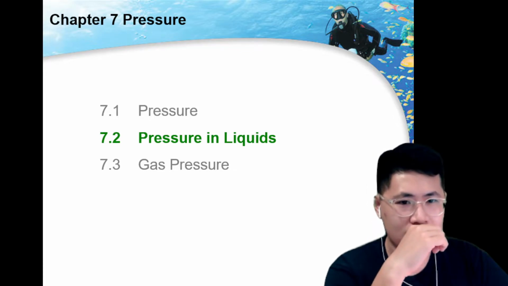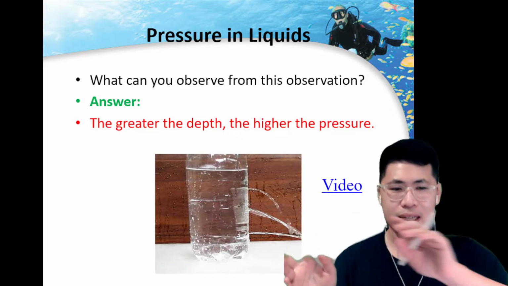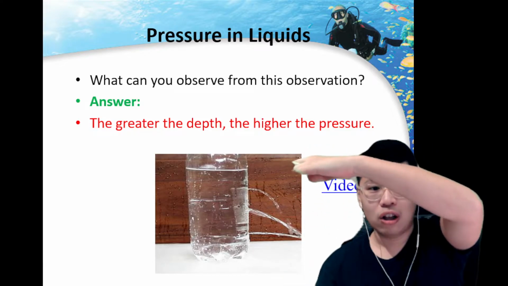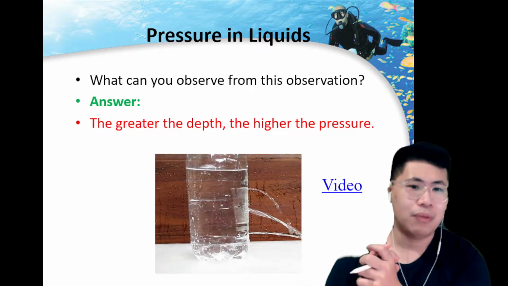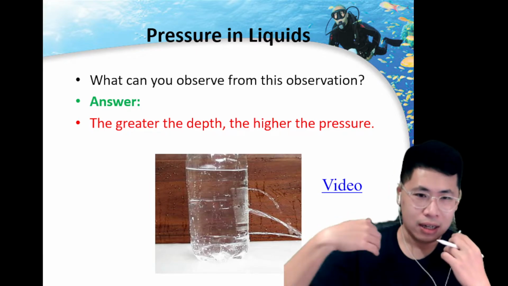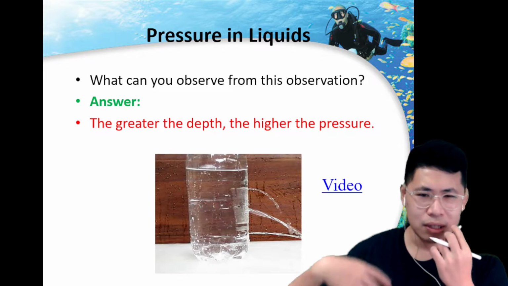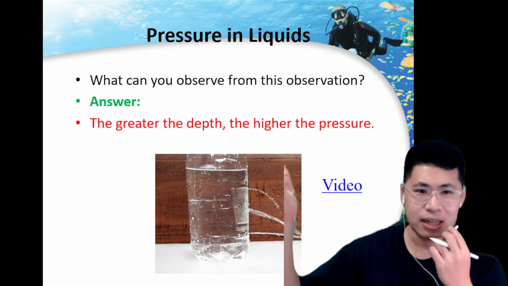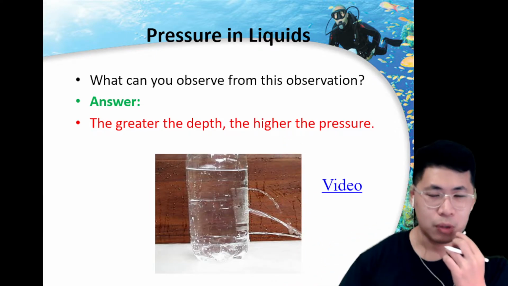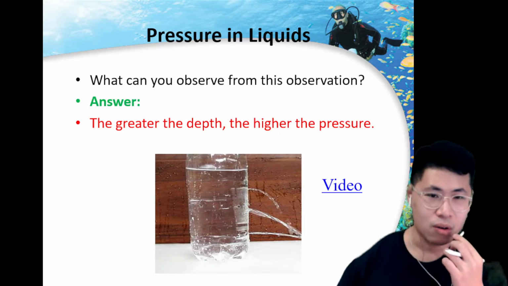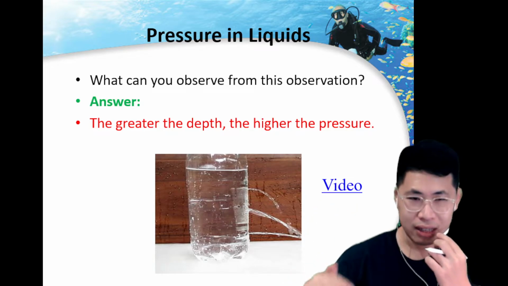Let us observe this picture over here. In this picture, we can see a column of water in a bottle. When we poke holes in the bottle, the water is spilling out from the bottle. So one observation that we can see is that at the deeper parts of this bottle, the water spurts out more.